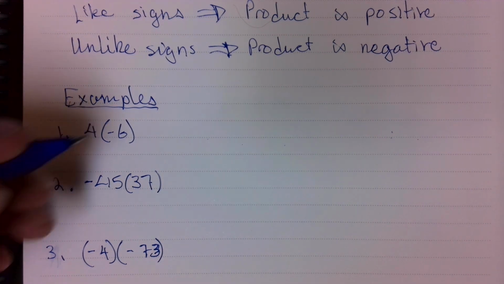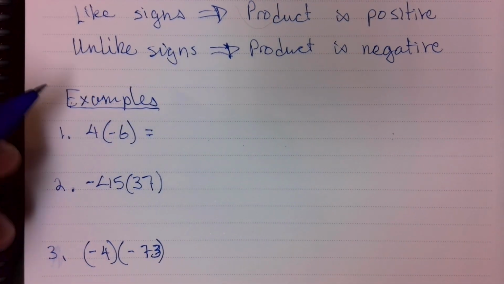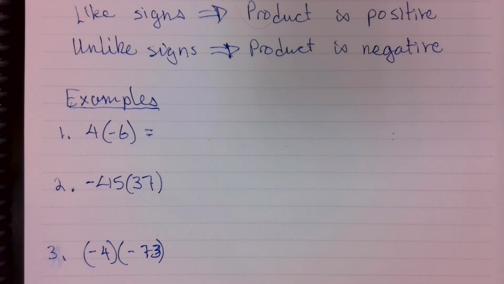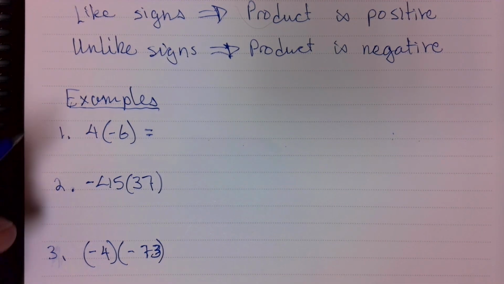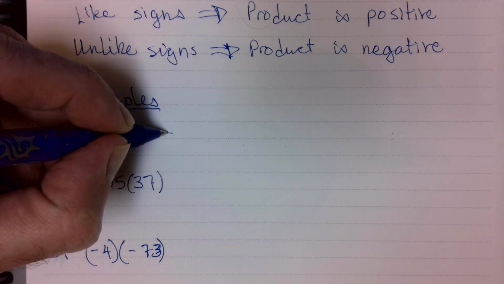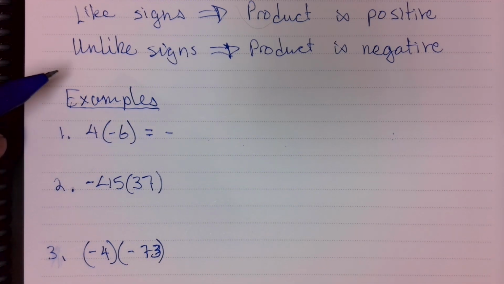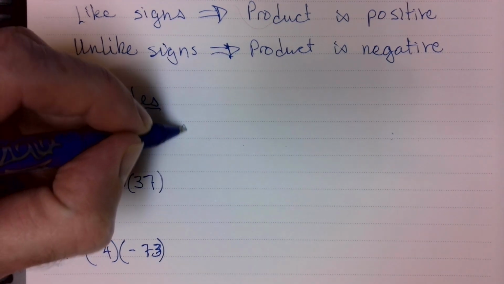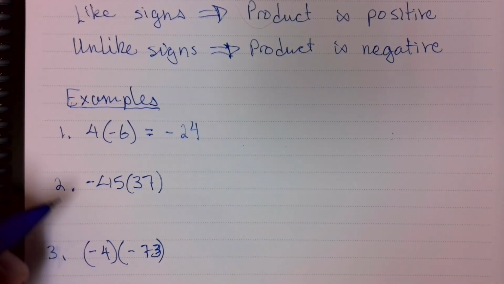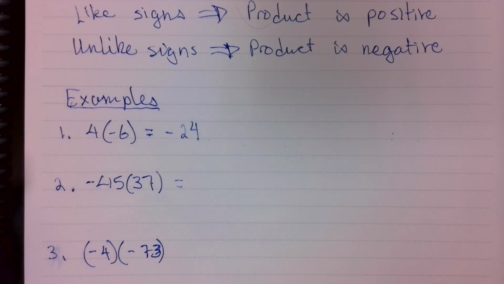Okay, so I'm looking at this first problem, 4 times negative 6. So my result will be negative. I have a positive number here, and I have a negative number here. So I have unlike signs. Product is negative. And of course, we know what 6 times 4 is. 6 times 4 is 24, so my result is negative 24.